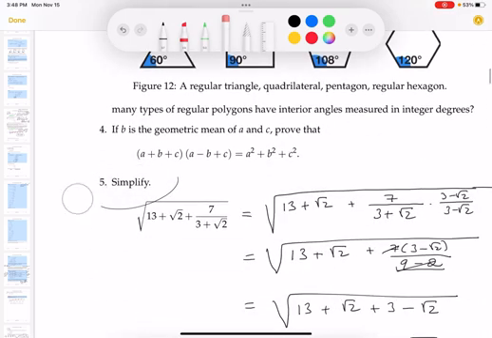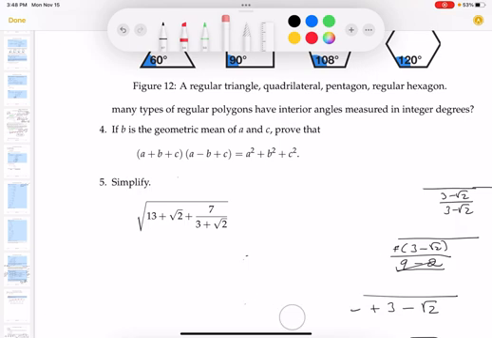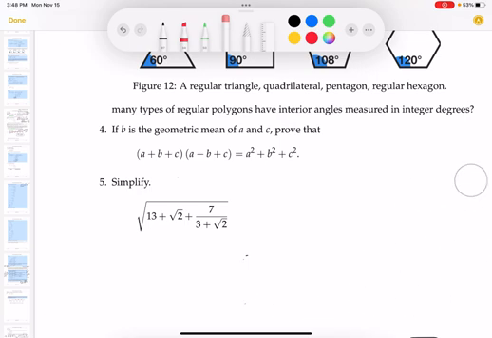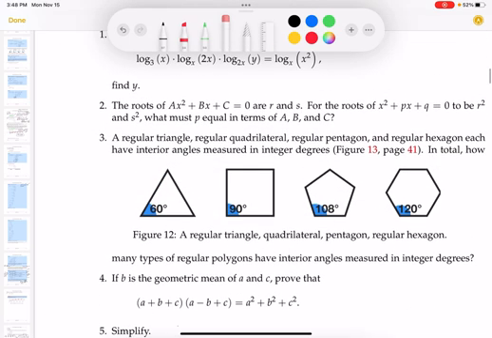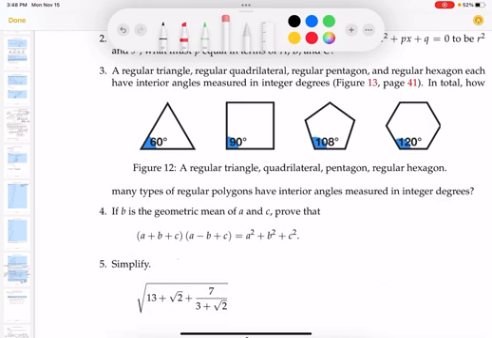Let me erase this. I did this one over here. I can make a decision now on what to do next. 2 looks tough. 3 looks somewhat manageable, and 4 would require that I know something. I would need to know what the geometric mean is. If I didn't know that, I couldn't do the problem.